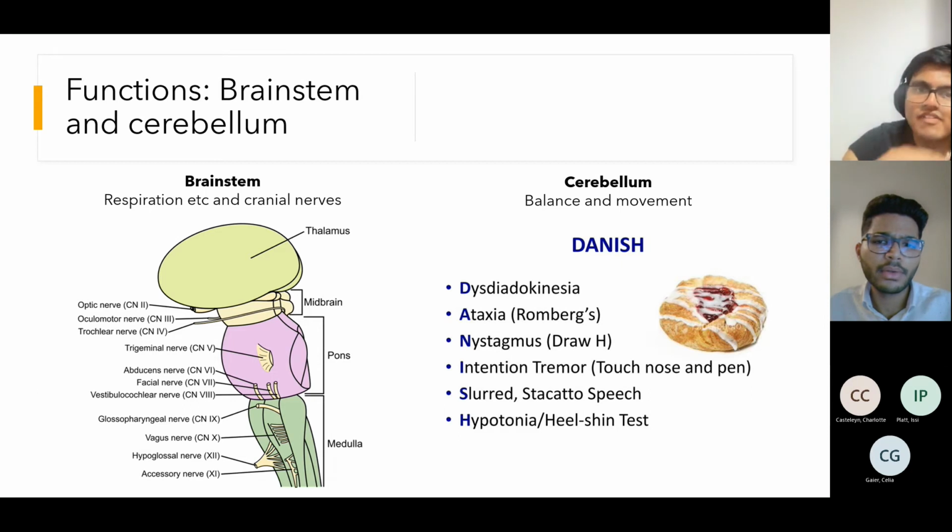Romberg's test won't be positive in a cerebellar stroke, I don't think. It's just a dodgy image off Google. Ignore the Romberg's bit.